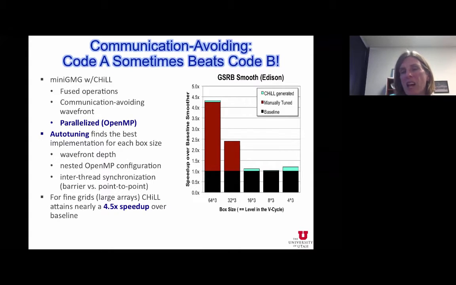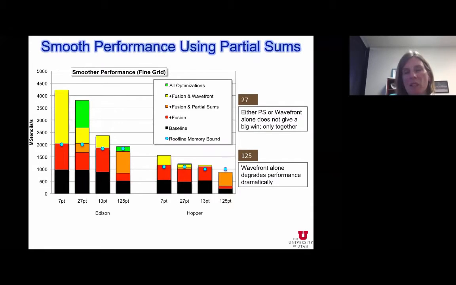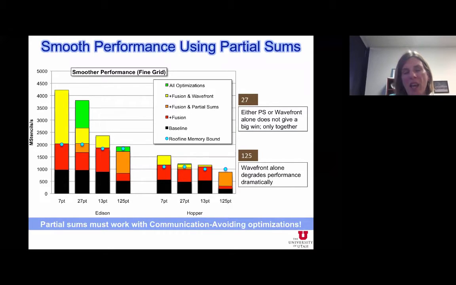Anything with a light green at the top shows something our compiler can be faster at. This is showing partial sums, which was for compute bound stencils, and so it's only really useful for the 27 and the 125 point stencils. That's the orange ones. What we learned is once you use partial sums and you make the compute bound stencil less compute bound, now it becomes memory bound. And then you can apply the communication avoiding optimizations to get closer to the machine balance.